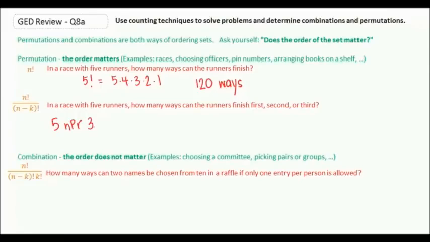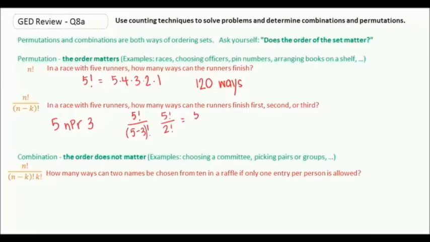However, right now we don't have a calculator, so we're going to do it the old-fashioned way, and that's using this formula here. We're going to take n factorial, which is how many runners we have, so 5 runners. And then this n minus k is the number of runners minus the number of people we're actually taking in our set. So it would look like 5 factorial over 5 minus 3 factorial, which is really 5 factorial over 2 factorial.